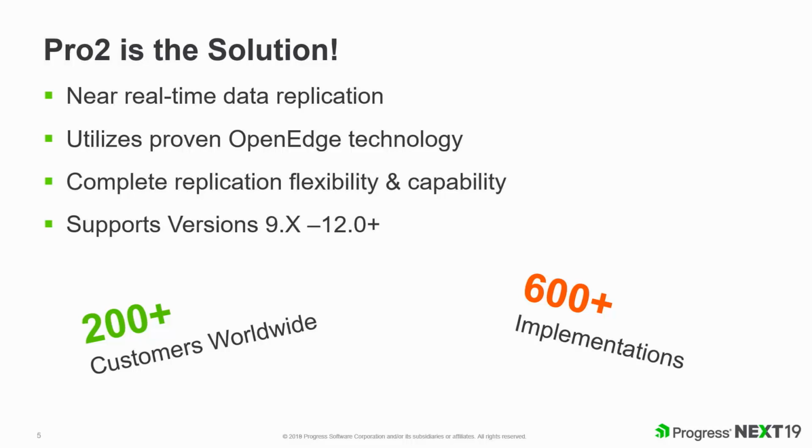To help with that, Pro2 is what we offer. Pro2 is a product developed by Progress that allows an organization to replicate data from an OpenEdge database to a target database. That database could be another OpenEdge database, Microsoft SQL Server, or Oracle. It leverages a lot of OpenEdge components, provides complete replication flexibility and capability, and supports versions 9.x to 12 and above. We have a little more than 200 customers worldwide, and we have done 600 implementations so far.